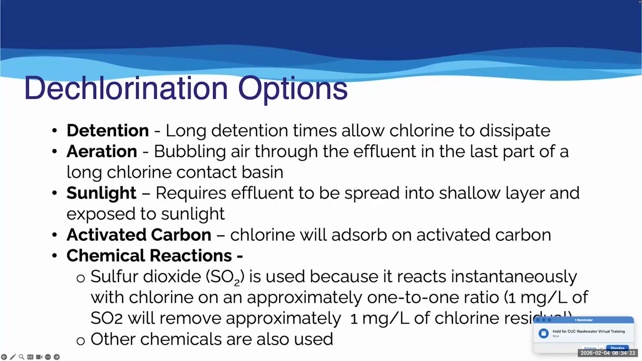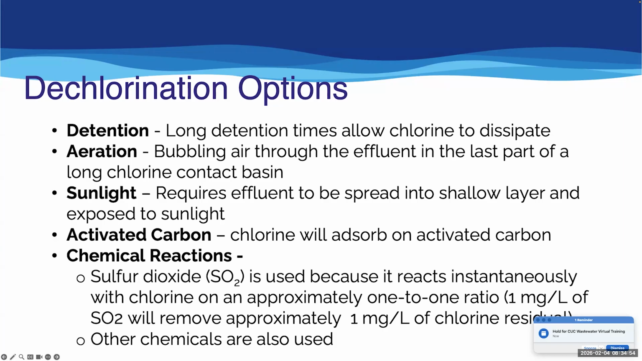The two typical ways that you see in wastewater treatment plants, though, are activated carbon and some sort of chemical reaction, because typically wastewater plants are size restricted. We don't have unlimited space to have giant pools of standing effluent to let nature take its course. We usually have to help nature along. So we can use activated carbon, where we essentially let the chlorine adsorb onto the carbon. Activated carbon has lots and lots of tiny, tiny holes.